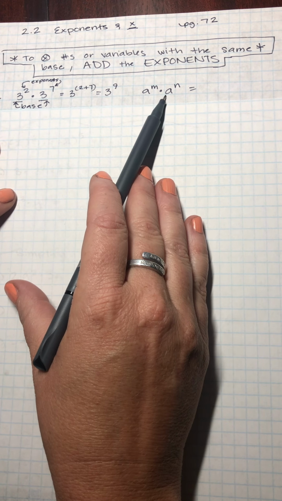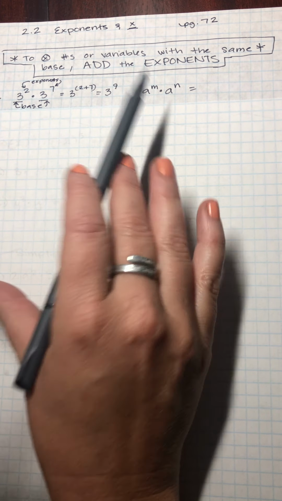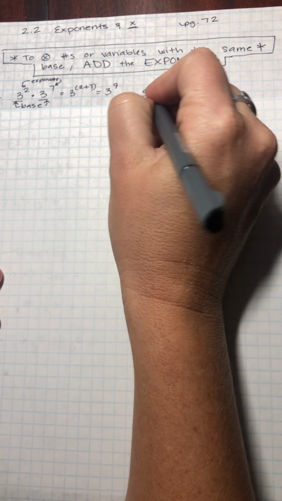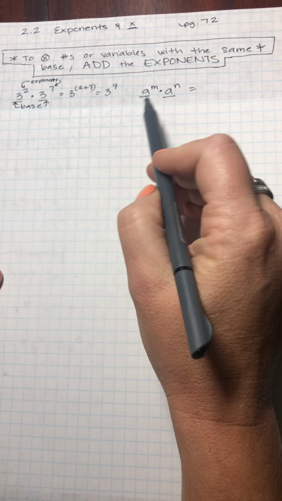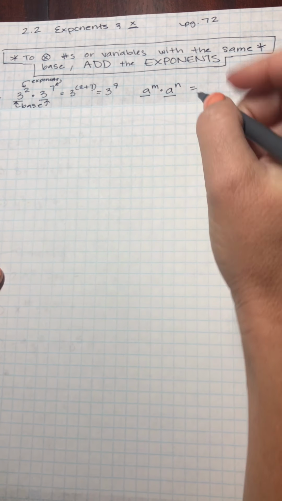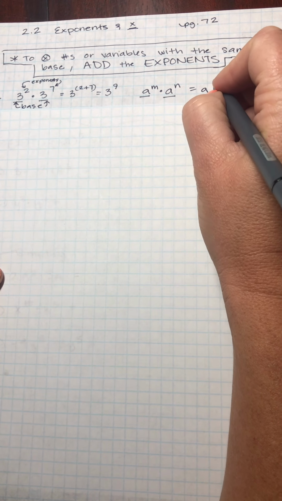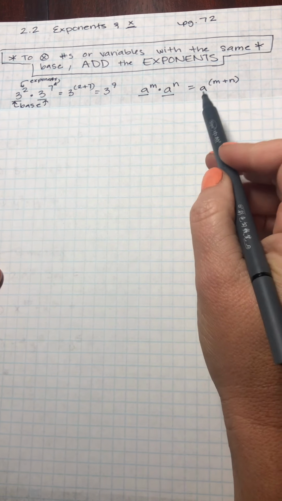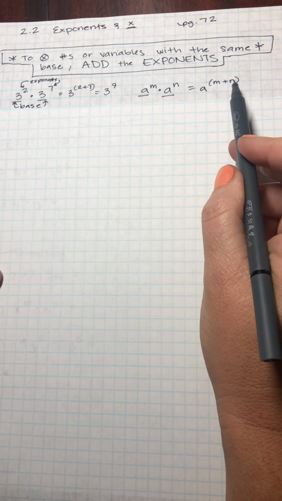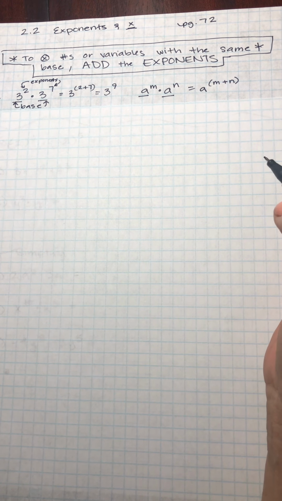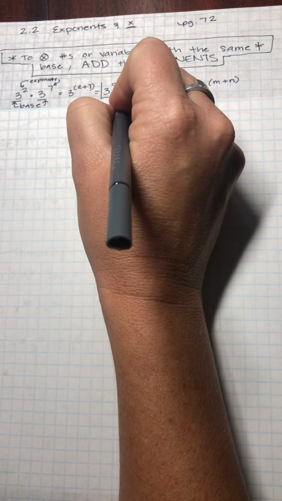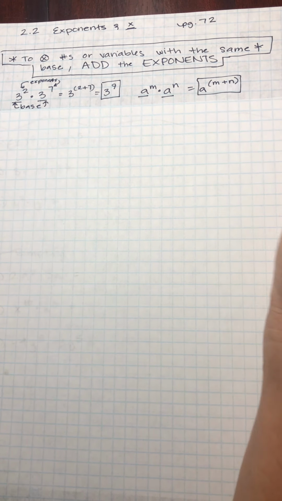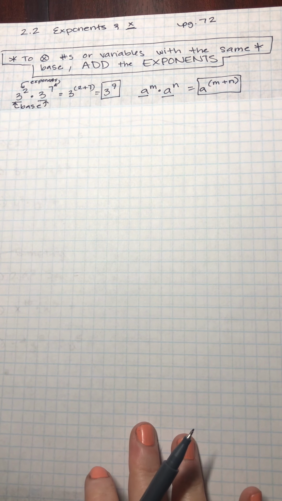We're going to be doing it with variables too, right? Because that's the algebra piece, okay? So if we have a as a base, and it's the same, that means we're going to add the exponents. In this case, we don't know what the exponents are, so we're going to leave them how they were given. So a to the power of m plus n, and it can't be combined further. So this would be our answer, 3 to the 9th, and this would be our answer for this problem, a to the power of m plus n.